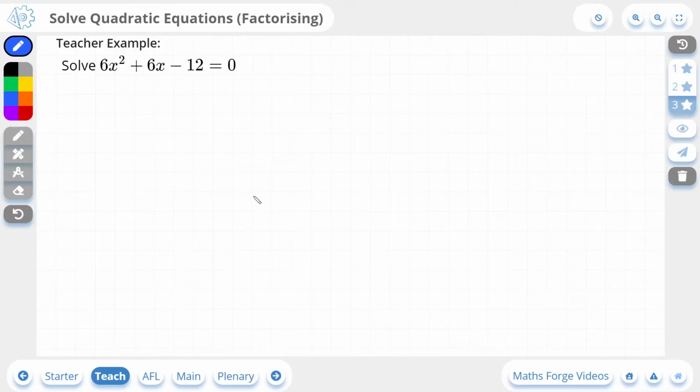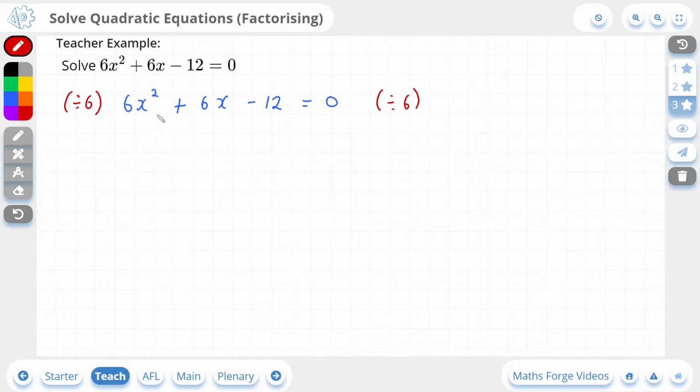Now we'll do a 3-star example. This is a quadratic trinomial where the coefficient of x squared is greater than 1. In this case, it's a 6. So how can we go about solving this using factorizing? Well, the first step here, rather than trying to factorize it into 2 brackets, is to divide by 6 throughout the equation.